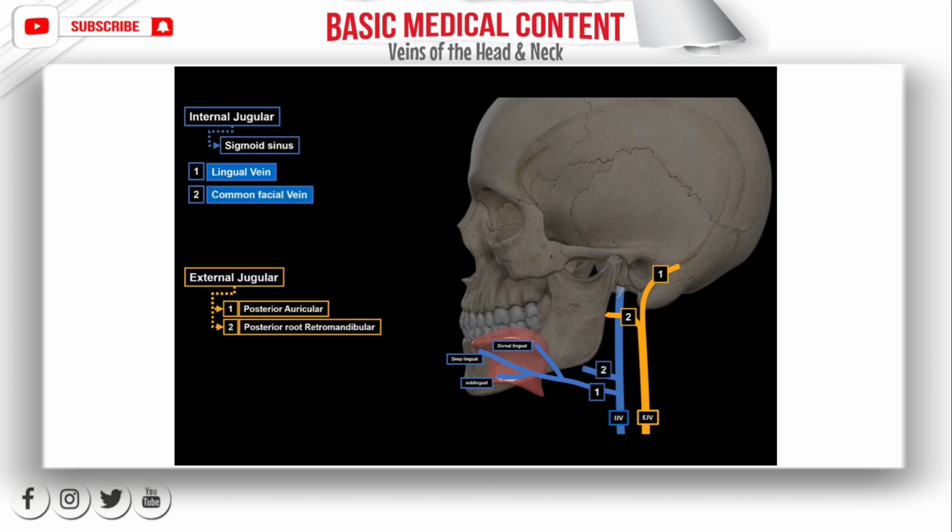Then there's the common facial vein, which is formed by 2 different veins. And these are the facial vein, as you see here, and the anterior root of the retromandibular vein. Now, the anterior root of the retromandibular vein and the posterior root of the retromandibular vein are going to go together and form the retromandibular vein.